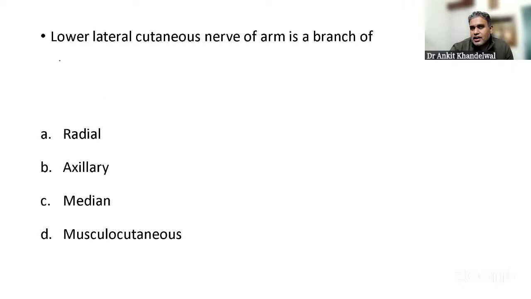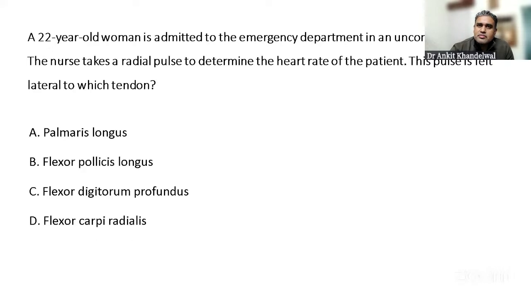Next question: lower lateral cutaneous nerve of arm. Think about the location. Is a branch of which nerve? Radial nerve, axillary nerve, median nerve, or the musculocutaneous nerve?